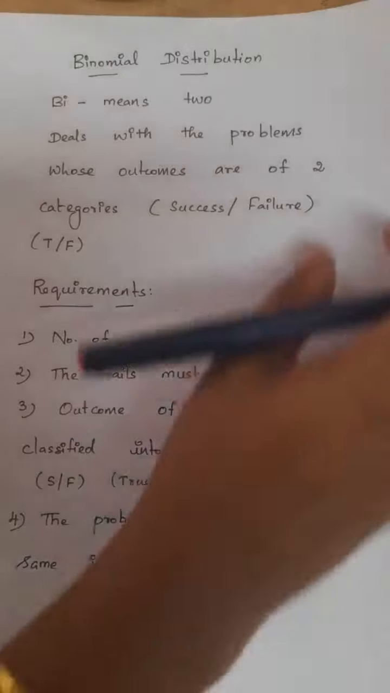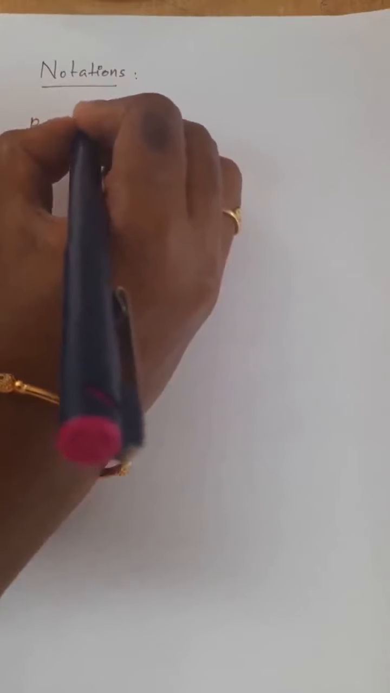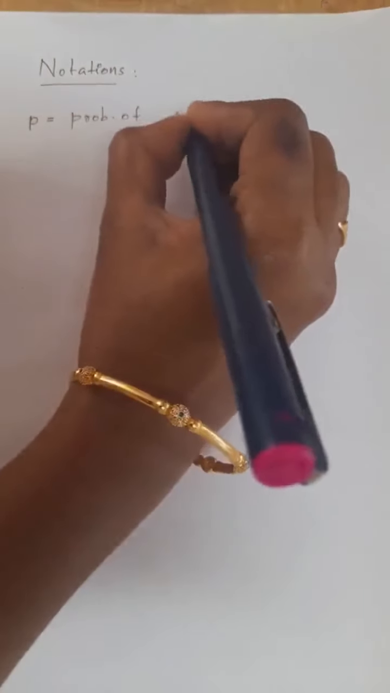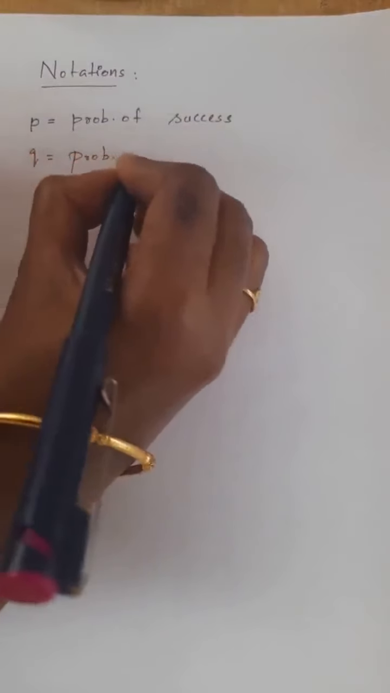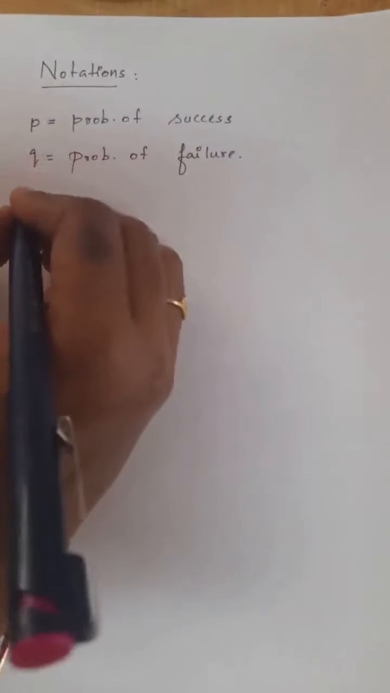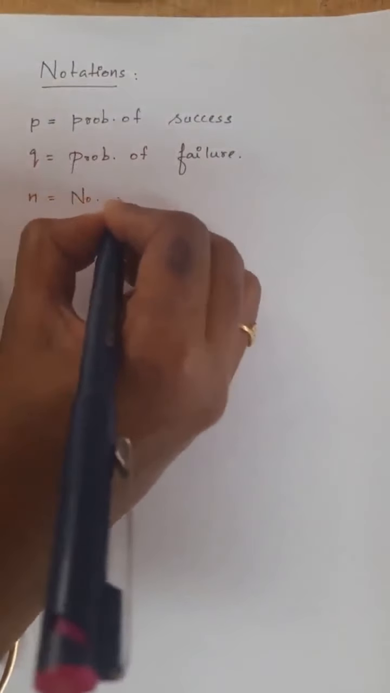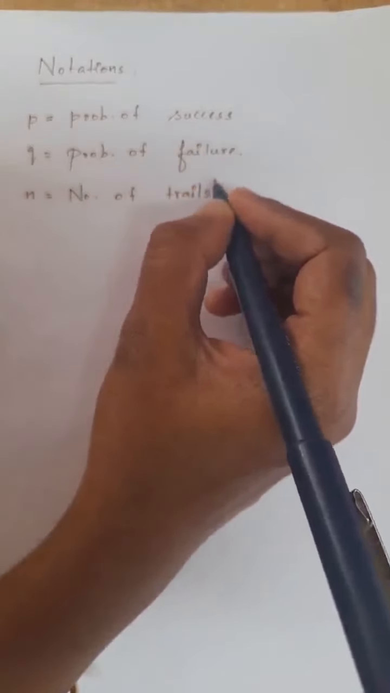Next, let us discuss the notations that we are going to apply in binomial distributions. Here the small letter p denotes the probability of success, and the small letter q denotes the probability of failure. Then small letter n denotes the number of trials, that is, the number of times an event has happened.